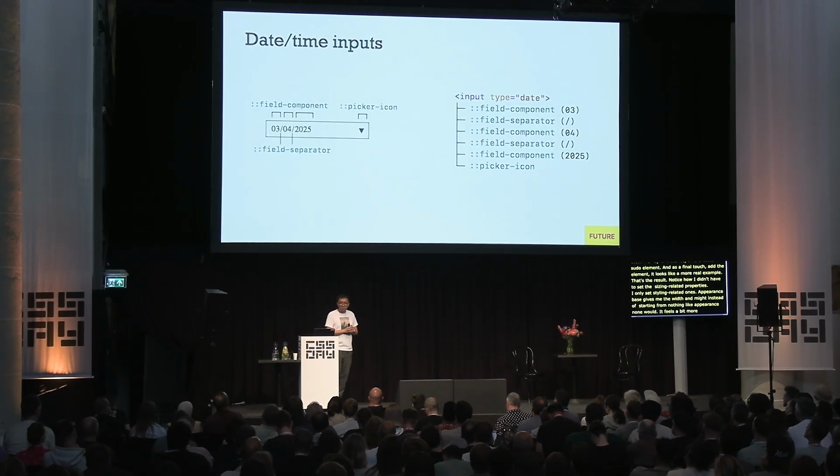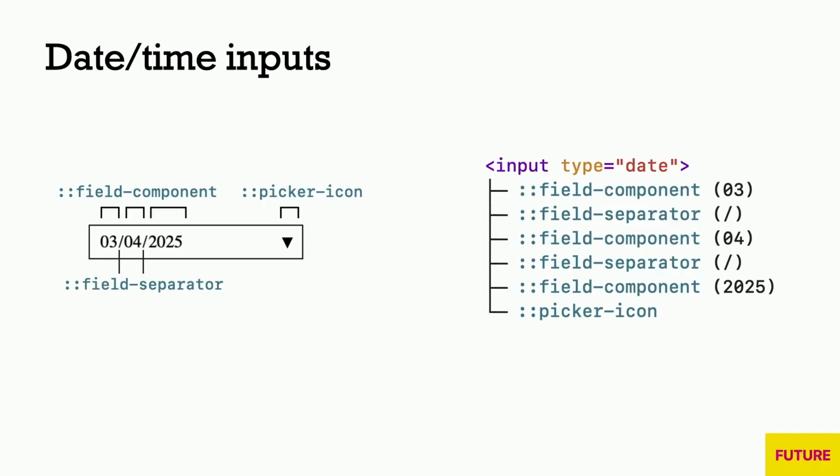Next, I want to show you the future parts for the datetime inputs. You have field component, which are the pseudo elements that represent the numerical components of your date and time. You have field separator, which is a separator between the components. And you have picker icon, which is the icon that you can click to open up the picker.